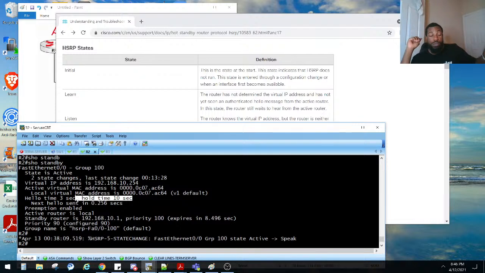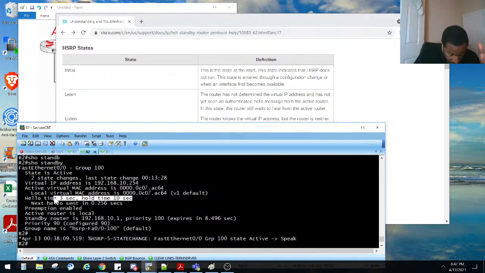You say hello every 3 seconds. We consider our neighbor dead, or we consider our peer as a failure, if we don't detect a neighbor after 10 seconds. That's what's going on here. That is the default timers, 3 and 10.